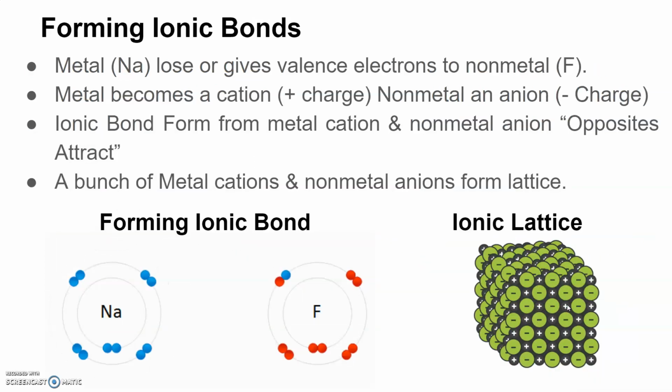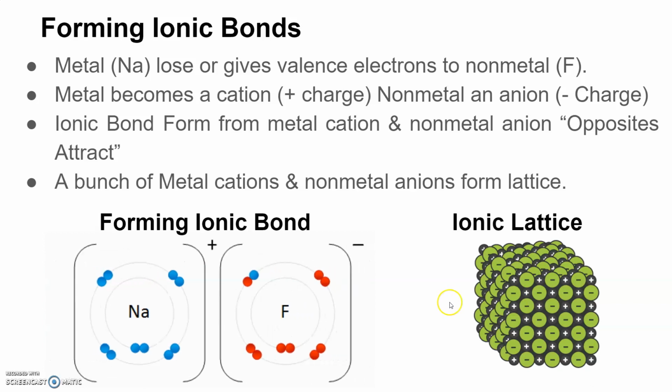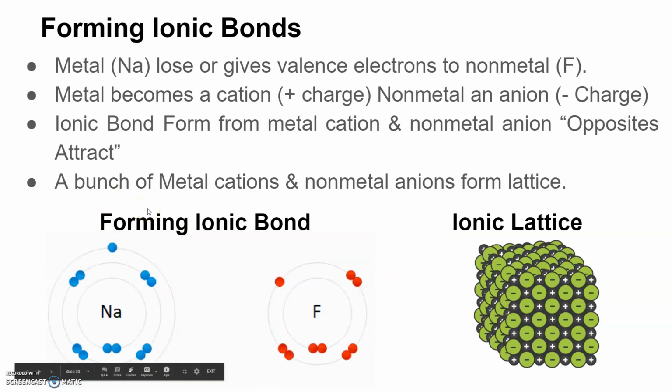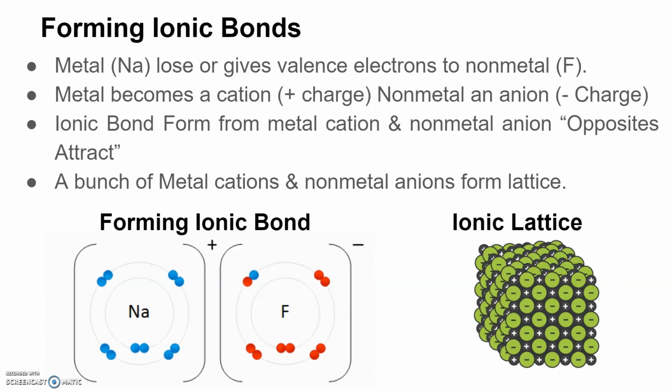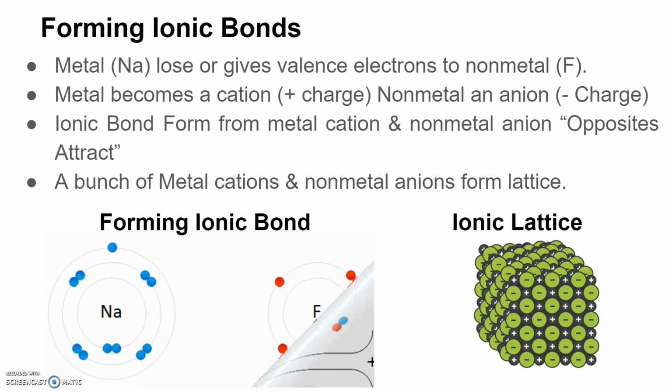Okay, so this is just an animation to visualize what's happening when ionic bonds are formed. The key thing being that when an ionic bond is formed, the metal loses an electron and becomes a cation, and the nonmetal gains an electron and becomes an anion.